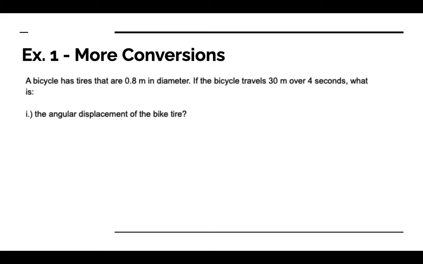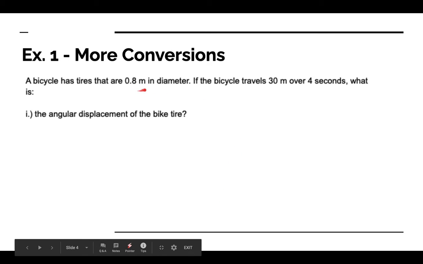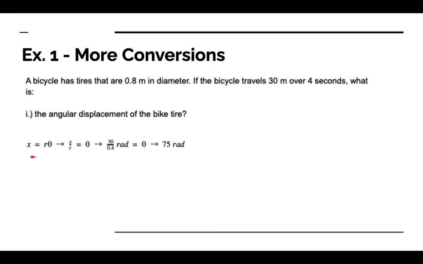In order to find the angular displacement, we need to take our equation that relates angular displacement to translational displacement, and solve it for angular displacement theta, which is going to be our arc length or translational displacement divided by the radius. So in this case, we have 30 divided by 0.4. Since our diameter is 0.8, that means radius is 0.4, which gives us that our angular displacement is going to be 75 radians.